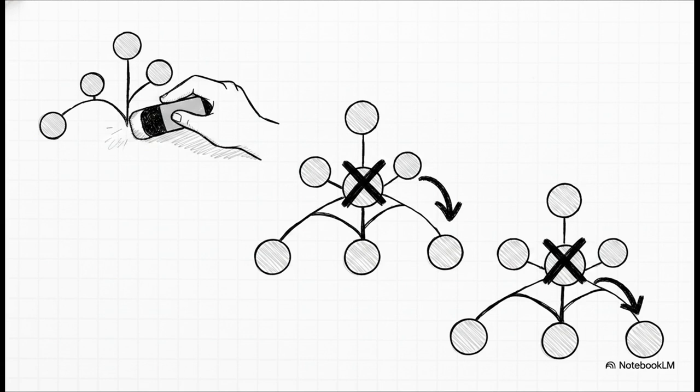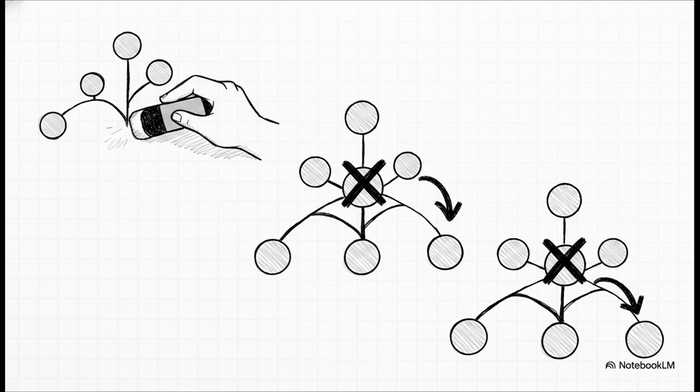There are exactly 3 cases of deletion you need to know. Case 1 is a breeze. Deleting a leaf, a node at the bottom with no children. You just remove it directly. Case 2 is deleting a node with 1 child. Here, you just link the deleted node's parent directly to its child, effectively bridging the gap.